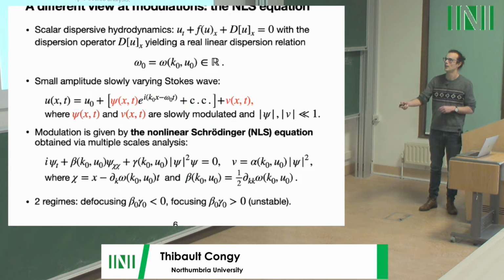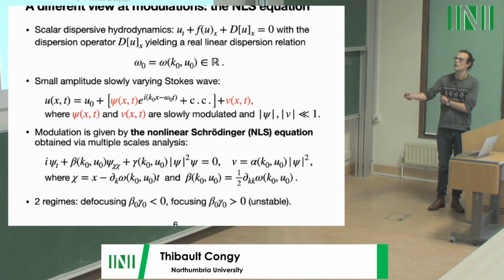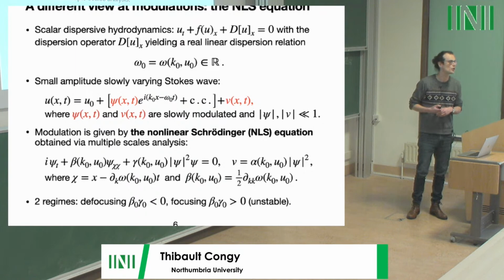So what do we have here? We have a different coefficient, so it's an equation for the complex envelope psi. We have beta that depends on k naught and u naught. This is the second derivative of the dispersion relation. Gamma, you need to do the multiple scale expansion; it depends on your system. You don't have a nice simple expression like this. And you show that the correction to the background is actually proportional to psi squared.